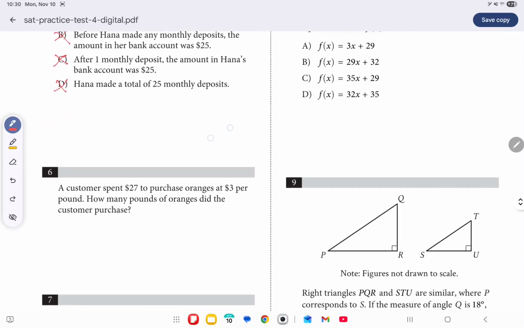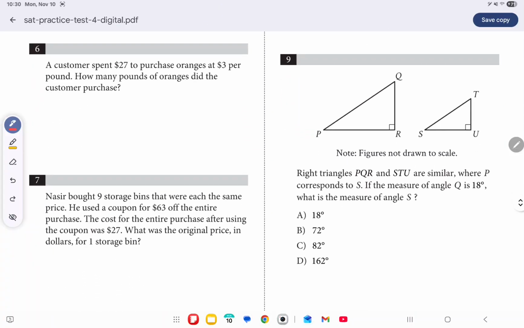Moving on, let's look at question number 6. Question 6 says a customer spent $27 to purchase oranges at $3 per pound. How many pounds of oranges did the customer purchase? So if we want the total price of oranges, we're going to take the price of oranges, multiply it by the number of pounds, and that's going to equal total price.